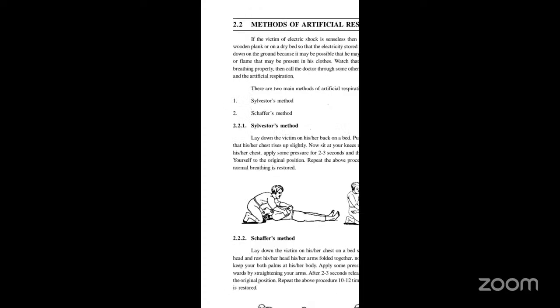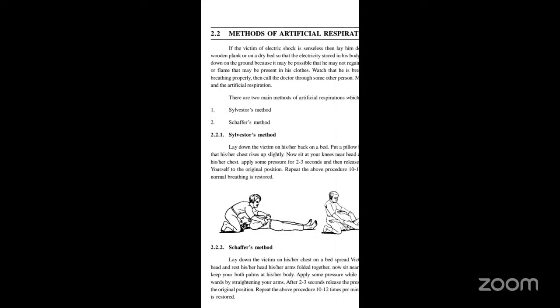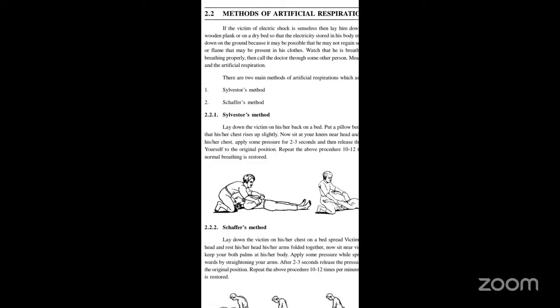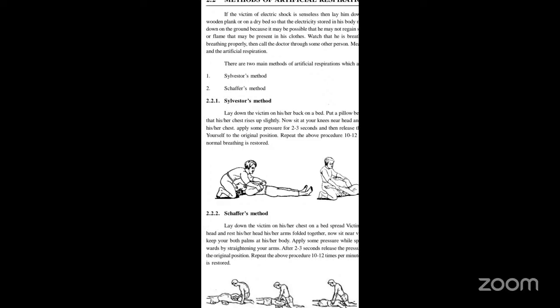Meanwhile, start first aid with artificial respiration. There are two main methods of artificial respiration, which are as follows. The first is Sylvester's method, the second is Schaffer's method. So, before the doctor arrives, we do these two basic artificial respiration methods. What is Sylvester's method? Lay the victim down on his or her back on a bed.